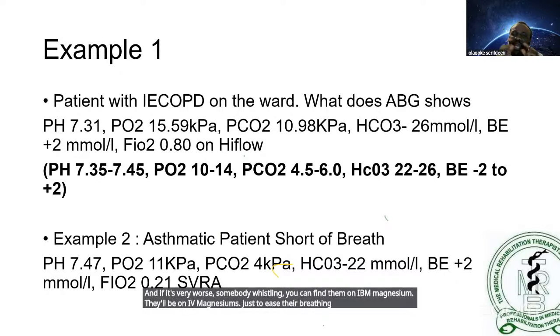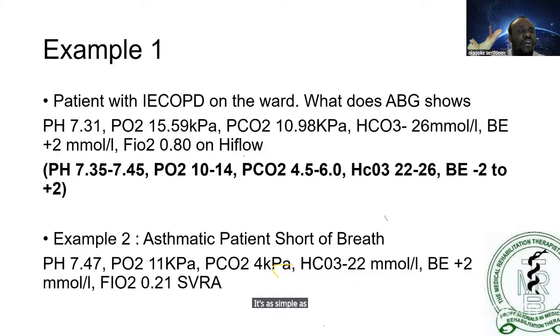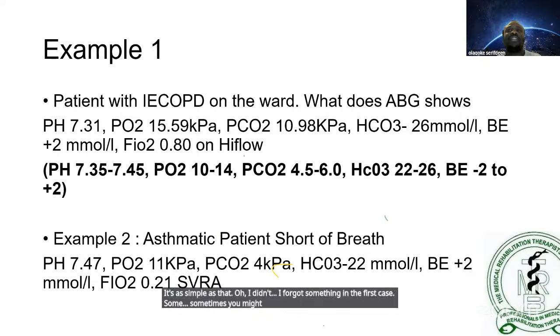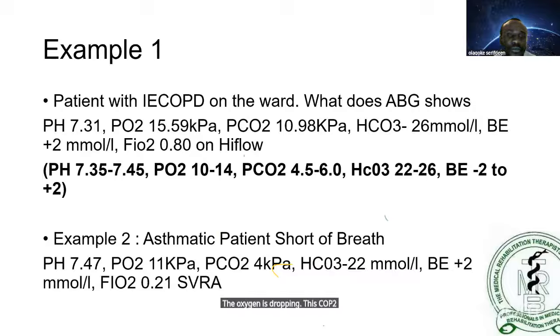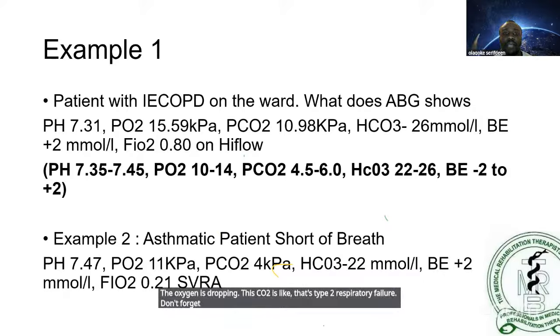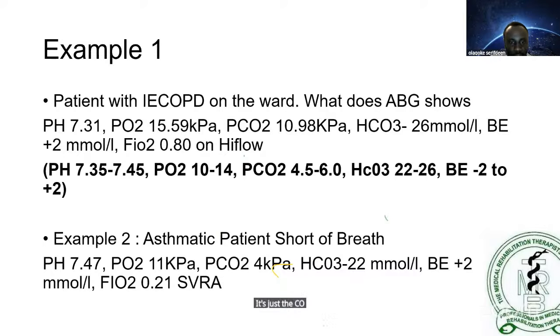And it's as simple as that. Oh, I forgot something in the first case. Sometimes you might also need to talk about their respiratory failure. What kind of respiratory failure is the first one? The oxygen is dropping, the CO2 is rising, that's type 2 respiratory failure. Don't forget I mentioned that before, type 2 respiratory failure. Now for this man here, the oxygen is fine. It's just the CO2 now. The CO2 is dropping here, right? The CO2 is dropping and the pH is going higher. So that is the case of this gentleman here.